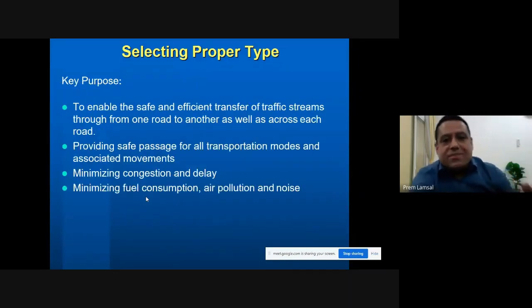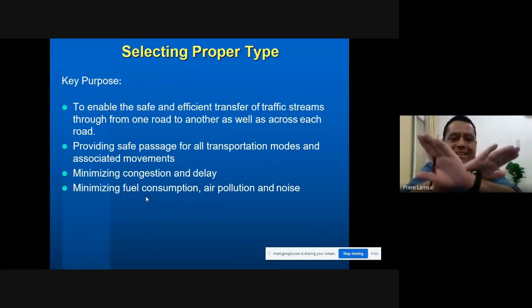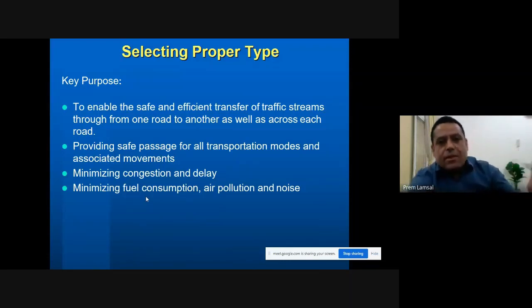The key purpose of selecting the proper type of intersection is to enable the safe and efficient transfer of traffic streams from one road to another, as well as across the road. What is happening when roads intersect each other? An intersection transfers traffic from one road to another by turning movements, and across each other when you have straight flows.